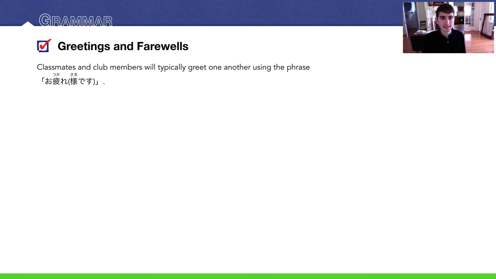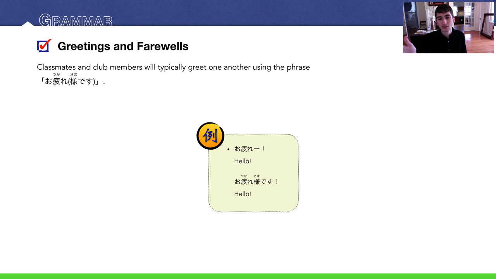This phrase is interesting because it comes from the workplace. If you've studied business Japanese, you'll know this phrase. Japanese university clubs and organizations use it a lot. At least they did when I was in a club. I remember being in a Japanese university and in a club, and people who saw me outside of the club, or even classmates, would say, otsukare, otsukare-sama, stuff like that. It just means hello. It's a greeting. For example, otsukare, hello, otsukare-sama desu, hello.